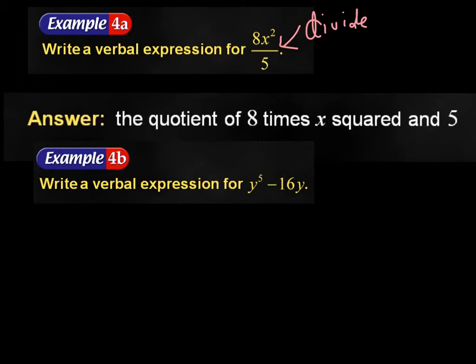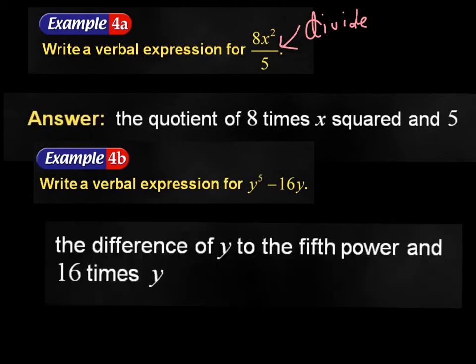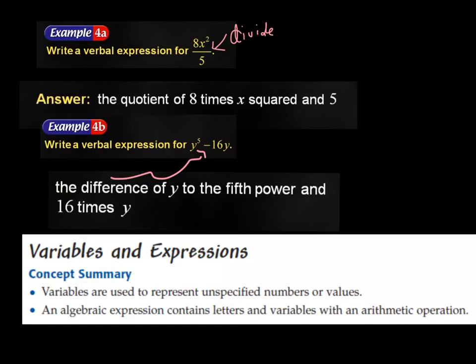Write a verbal expression for y to the 5th minus 16y. The difference is the answer when we subtract. So the difference of y to the 5th power and 16 times y. It's interesting on the writing verbal expressions because there are several right answers. In summary, variables are used to represent unspecified numbers or values. An algebraic expression contains numbers and variables with an arithmetic operation.